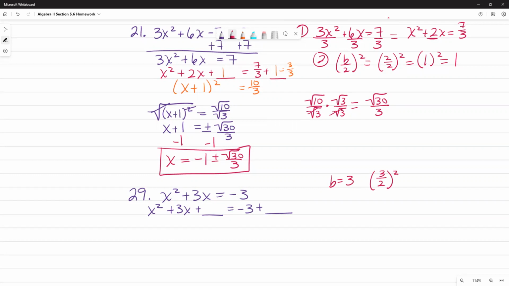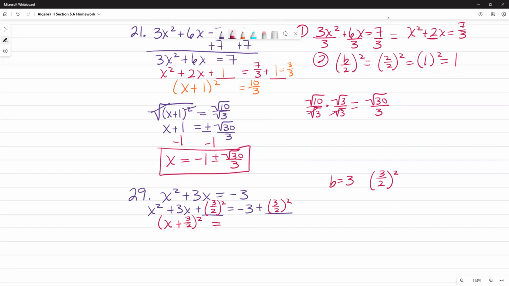Just going to leave it like that for now. So I know that that goes in my perfect square, or my squared binomial. So 3 over 2 squared. All right, so this guy is x plus 3 halves squared.